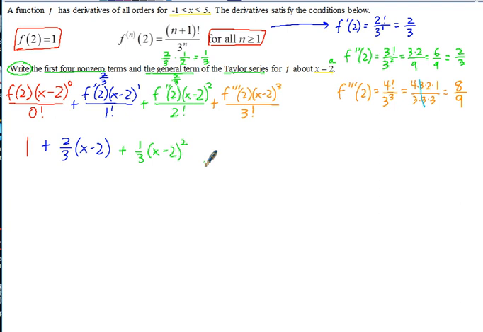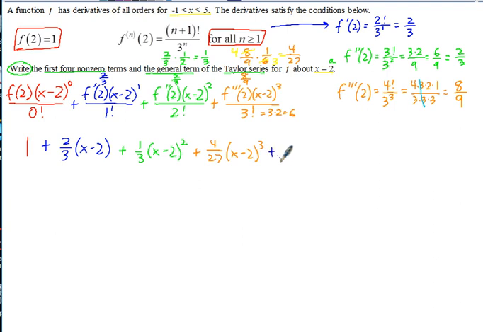And f triple prime of 2 was 8/9 divided by 3 factorial, which is 3 times 2, which gives you 6. So 8/9 divided by 6 is the same as multiplying by the reciprocal of 6, 1/6. And you can see you can reduce that a little bit. You can divide that by 2 gives you 3, divide that by 2 gives you 4. So you get 4 times 1, 4, over 9 times 3, 27. So we get plus 4 over 27, x minus 2 cubed. So there's our first 4 non-zero terms.